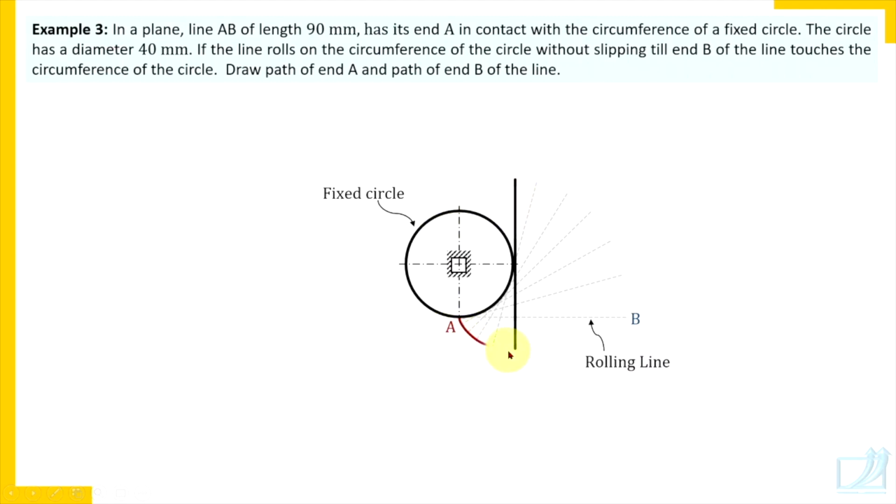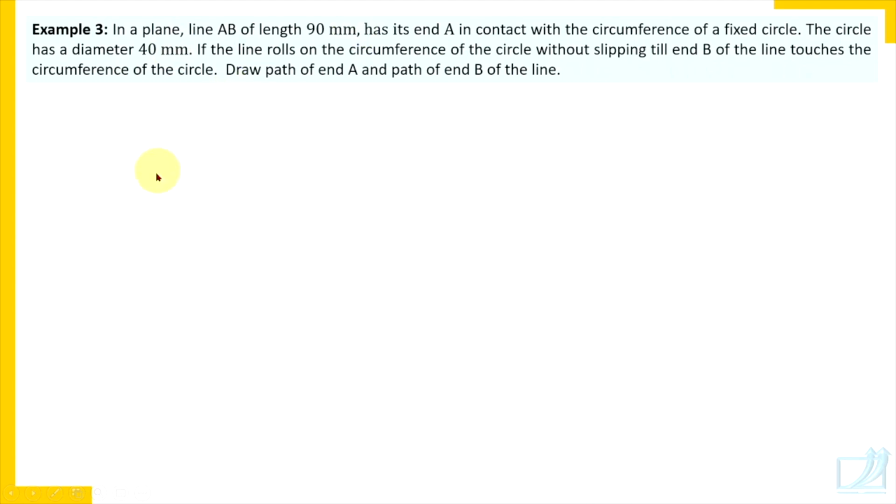Path of end A you are asked to trace. Path of end B also you are asked to trace. So this is just to make you visualize what you are going to draw here, or what is mentioned in the problem. And both these curves are involutes, of course. Let's construct the curve for all given dimensions.